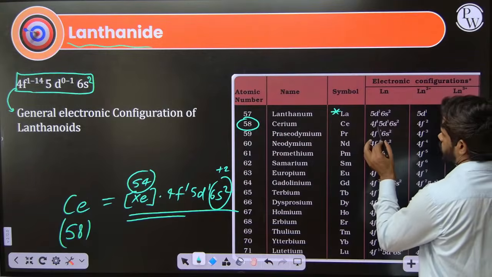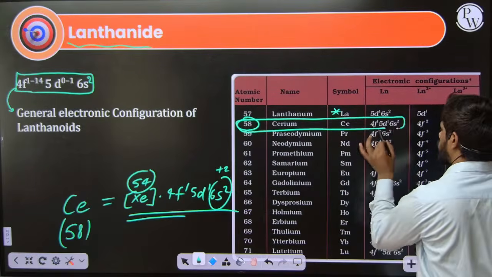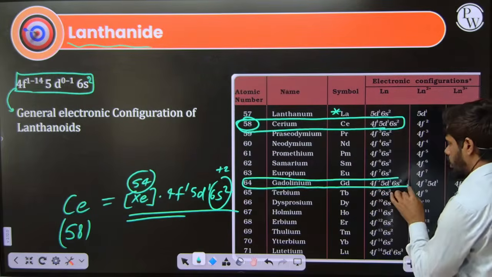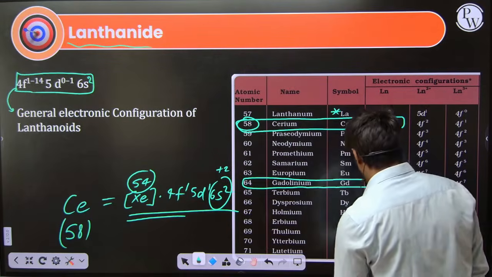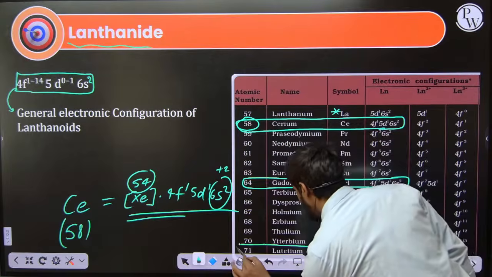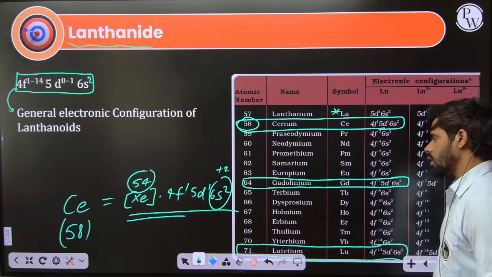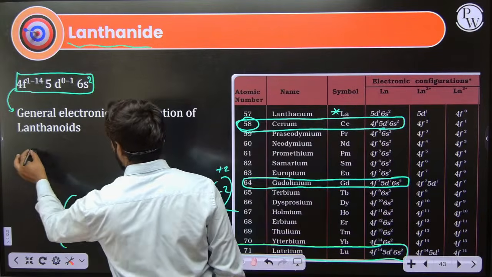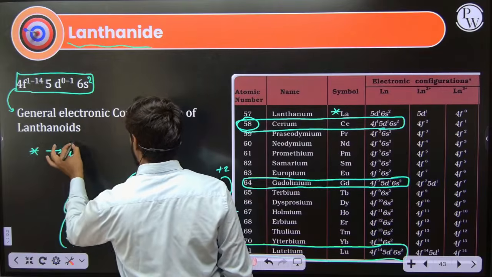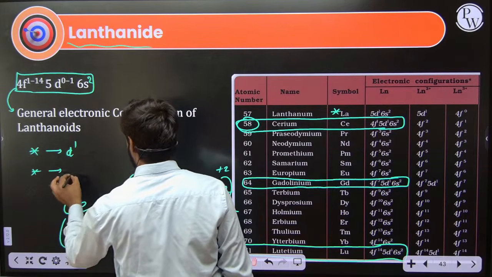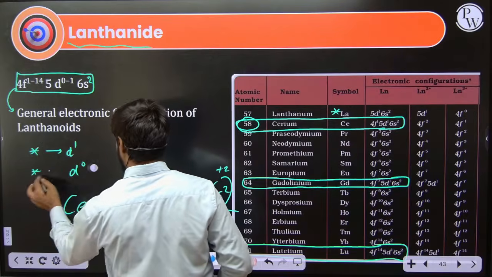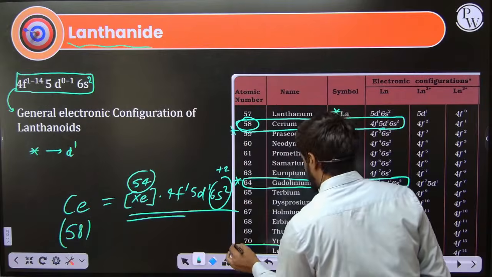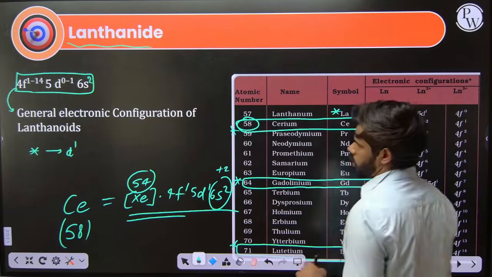In case of cerium, where it is d, it is getting 1. In case of gadolinium, d is getting 1. Otherwise the last one, lutetium, is getting d1 configuration. Otherwise in all the cases it is getting d0 configuration. So generally you can remember that all the star 1s are getting d1 configuration. Otherwise it is d0.